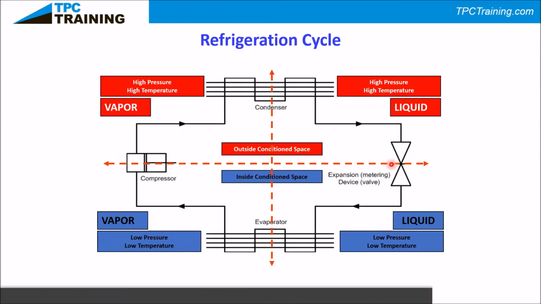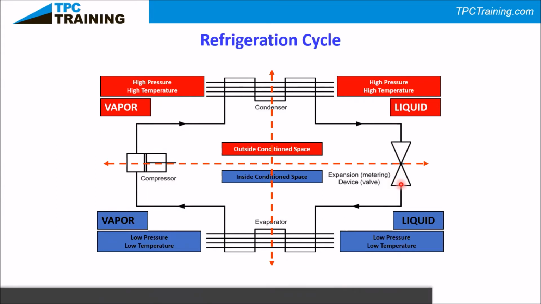This is where our expansion device comes into play. Imagine taking a balloon, blowing it up full of air, and then starting to let air out of the balloon. We're going to have a high pressure inside the balloon versus the lower pressure outside the balloon. So that's what this is doing. It's a restrictor. It's restricting the flow of the refrigerant down and allowing it to expand out on the other side, so the pressure and temperature will fall.